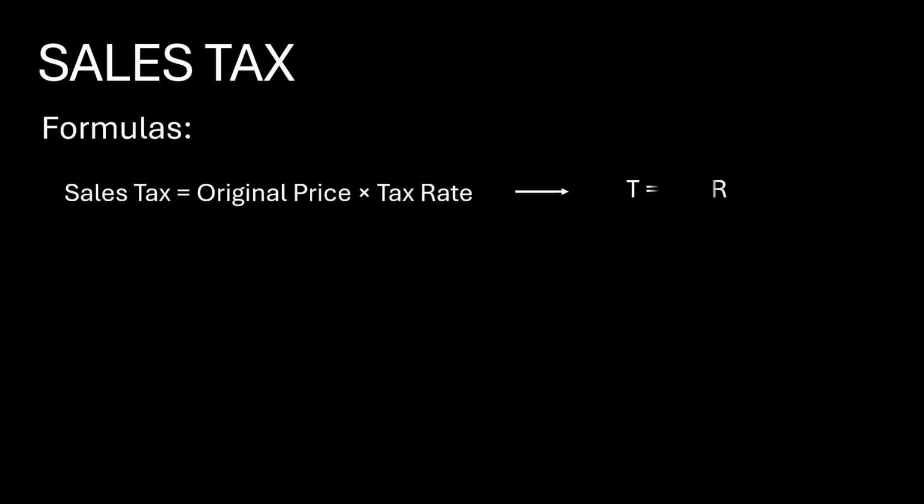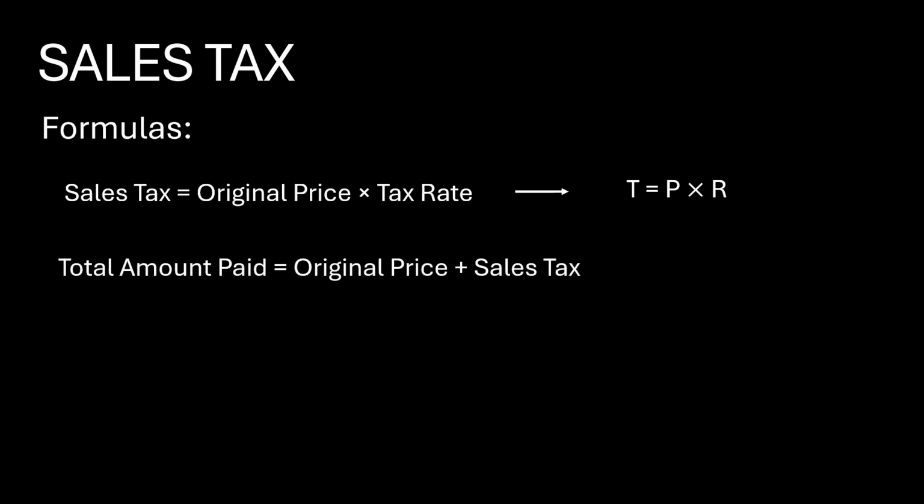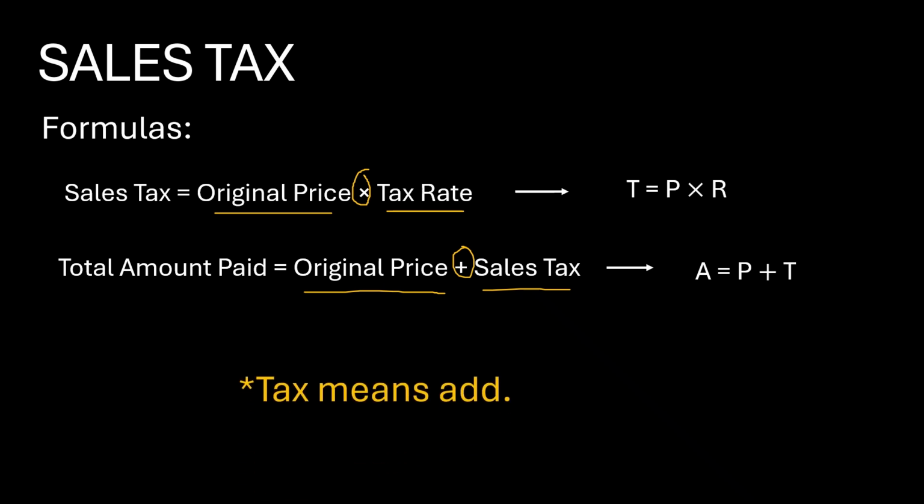Let's write the formulas. Sales tax equals original price times sales tax rate. If the problem asks for the total amount paid, use this formula. Total amount paid equals original price plus sales tax. Now let's understand why. Remember our previous lesson. Whenever we're finding a percentage of a number, we multiply. Since sales tax is a percentage of the original price, we multiply the original price by the sales tax rate. Then because the tax is added to the price, we add the sales tax to the original price. A simple way to remember this is, tax means add.